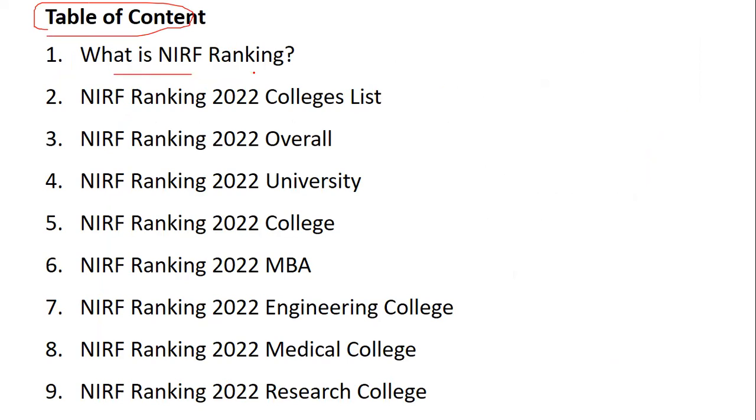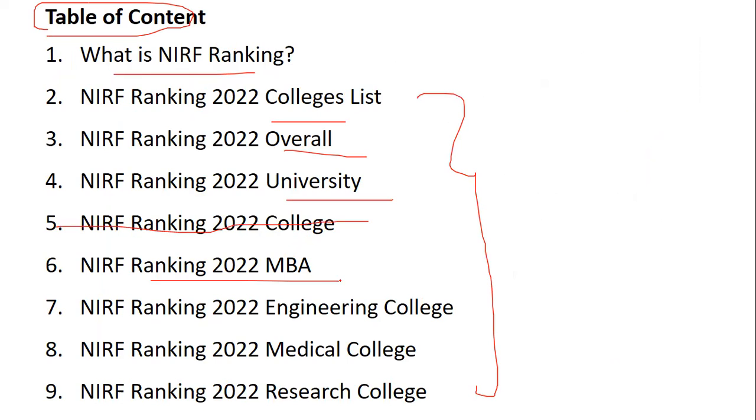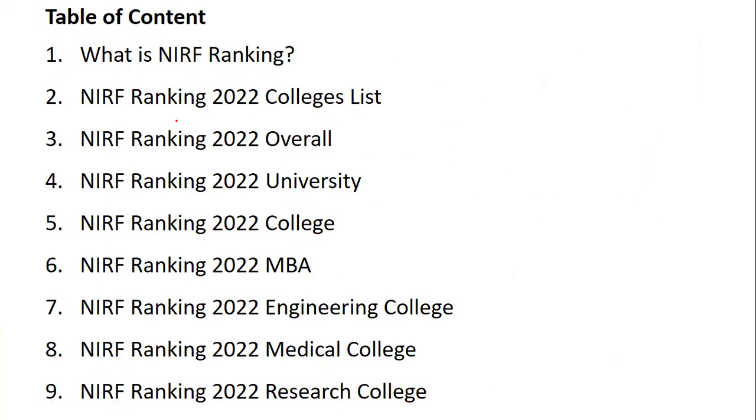So we are going to see, first of all, what is NIRF ranking. Then we are going to see the following lists: the overall, the university, the college. Sorry, this is repeated, so we can just strike it out. The MBA ranking, engineering college, medical college, and research college. So if you see overall, though it is very important, but universities, colleges, many times MBA colleges and research colleges, these are the important areas from which the questions are expected.